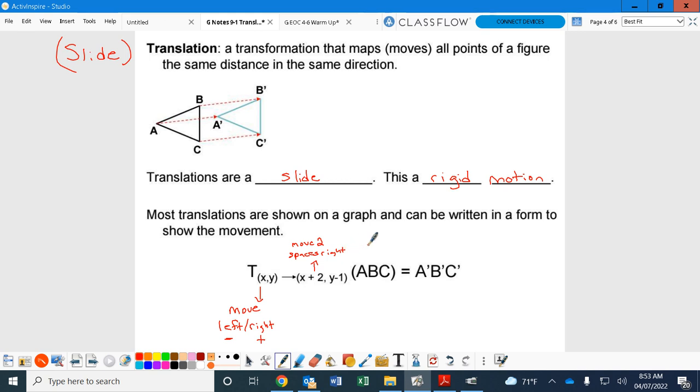Now, let's think about the y. The y tells you to move what? Up or down. You go up when it's positive, you go down when it's negative. Take a minute, write that down so you have it. I want to make sure that you have that information so that if you need to look back and you forget, you can go back and look at it.